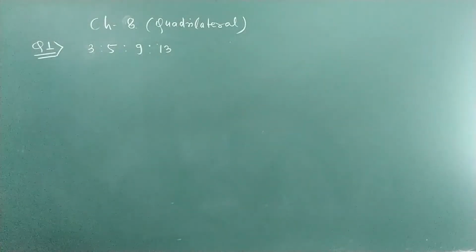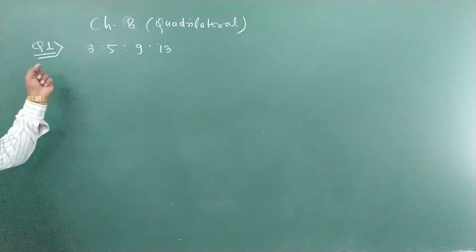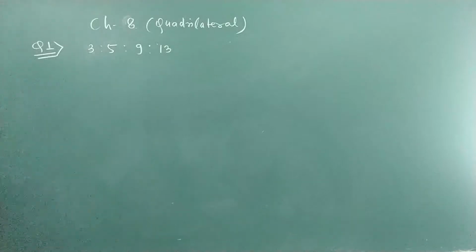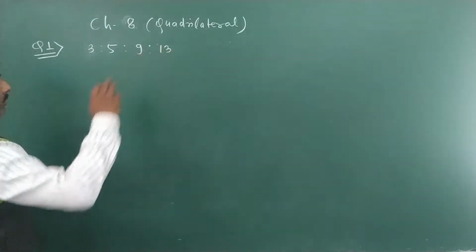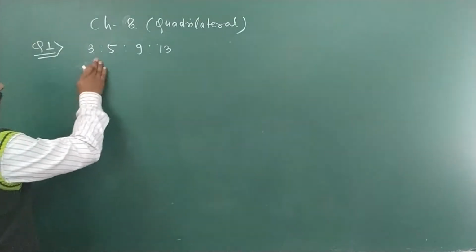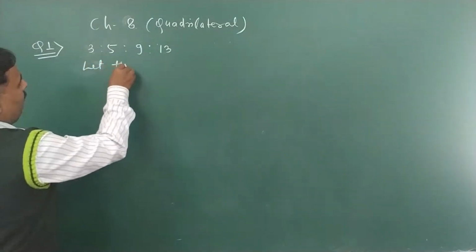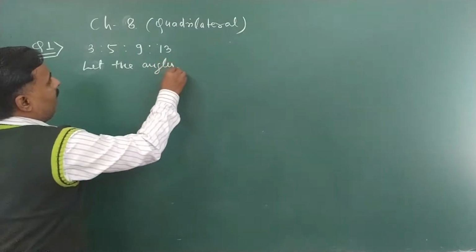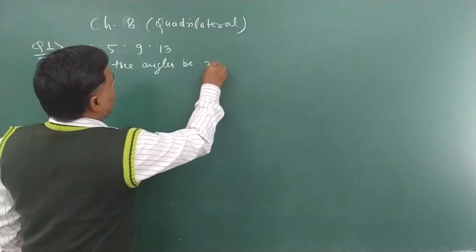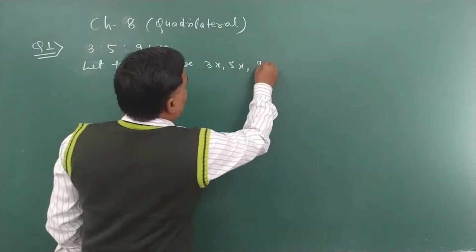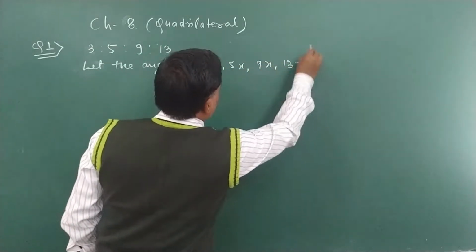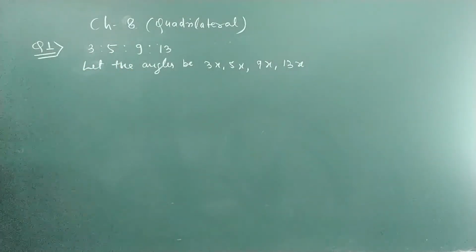So we know that these are the ratio of the angles of a quadrilateral, which means we can apply the angle sum property of a quadrilateral. If the ratio of the angles is given, we can simply let the angles be 3x, 5x, 9x, 13x. When the ratio of any part is given, we simply multiply the ratio with the variable. It's not an exact value, but we get a value for the angle.